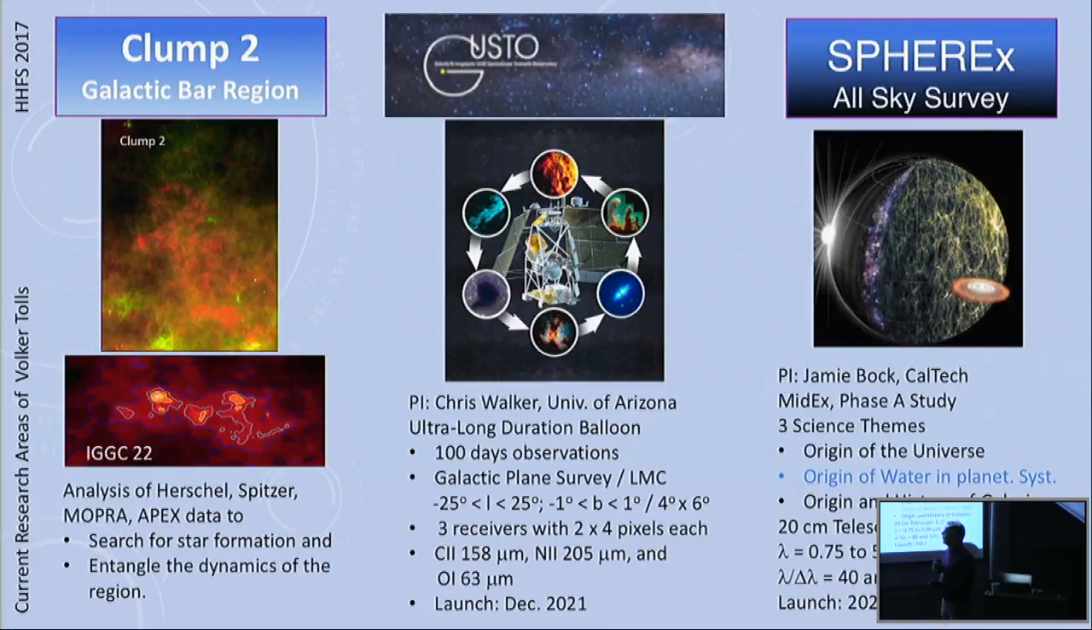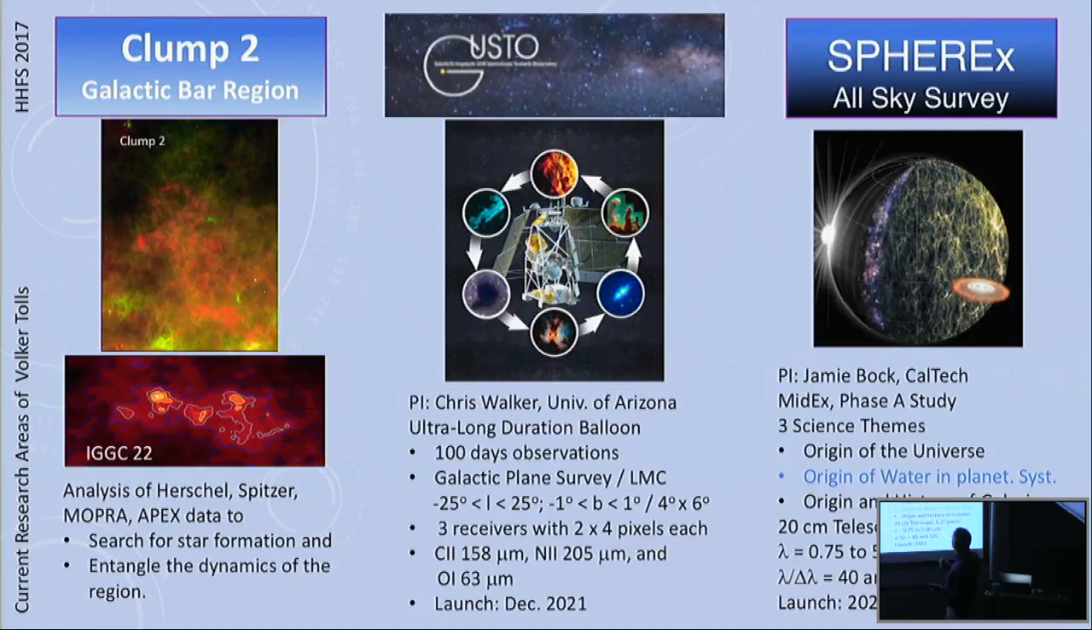entangle. The second project I'm working on is the data reduction for GUSTO. GUSTO has been approved earlier this year as a SMEX ultra-long duration balloon, and it will fly for about 100 days around the South Pole. And during that time, it's planned that it will map the galactic plane from minus 25 degrees to about 25 degrees and a latitude of plus minus 1 degree. And it will carry 3 receivers with 2x4 pixels each to observe C II, N II, and O I. The expected launch is about December 2021 during the Antarctic summer.